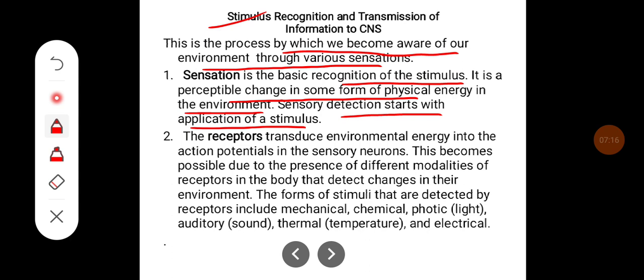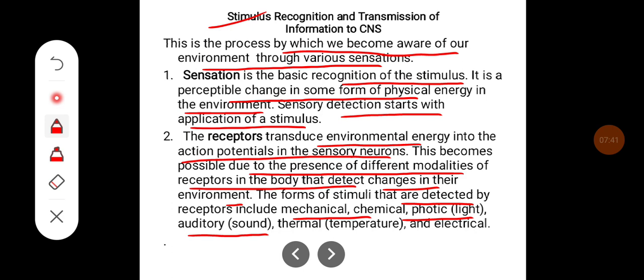Then it requires receptors. Receptors transduce environmental energy into action potentials in sensory neurons. This becomes possible due to the presence of different modalities of receptors in the body that detect changes in their environment. The forms of stimuli detected by receptors include mechanical, chemical, photic, that is light, auditory, that is sound, thermal, that is temperature, and electrical.